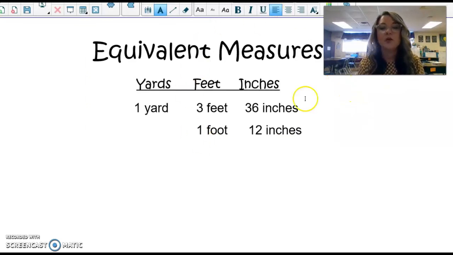So as you're measuring, you can come back to this video and use this to help you find your measurements in yards or feet or inches.